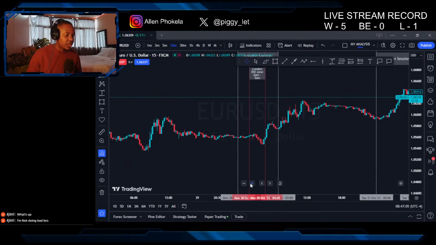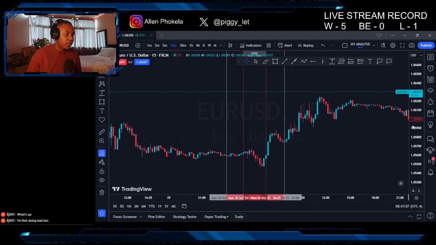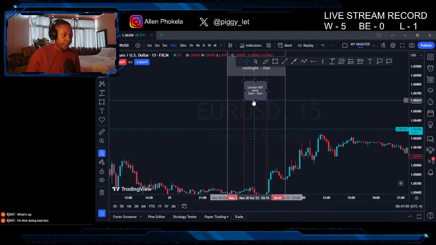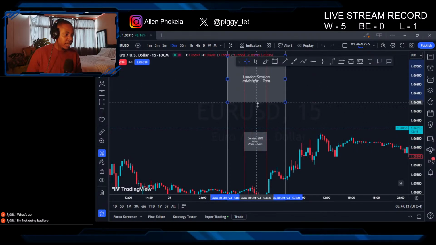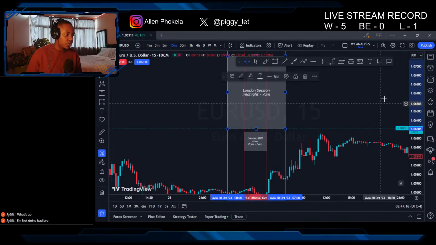So what does a London kill zone mean? That's when I'll be looking forward to take trades. Let me drag this down a little bit. That's when I'll be looking forward to take trades.